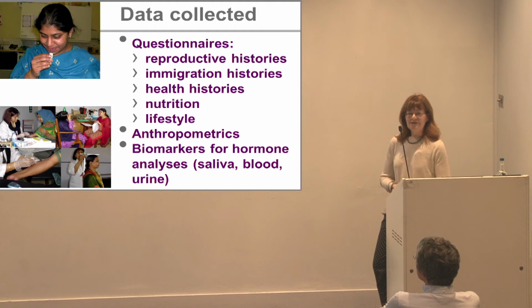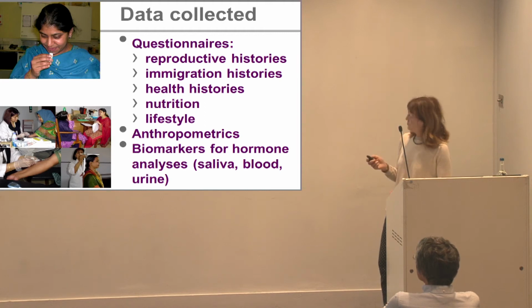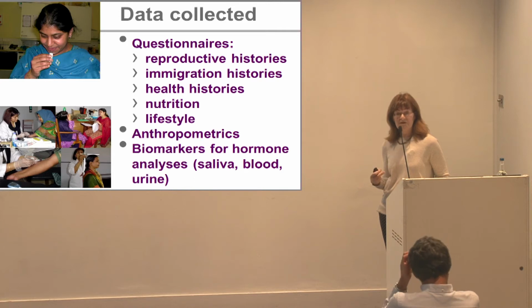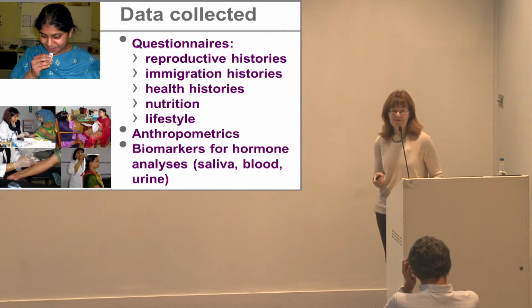And what data do we collect? As social scientists, we get all kinds of questionnaire data, so our subjects have to fill in very long questionnaires, giving data about demography, basically their immigration histories, health history, nutrition, lifestyle factors, all those things. We collect anthropometric data for weight, height, and skin folds, and biomarkers for hormone analyses, and depending on what study we did, that could have been saliva, blood, or urine samples. So it's a lot to ask of people, and it's quite labor intensive.